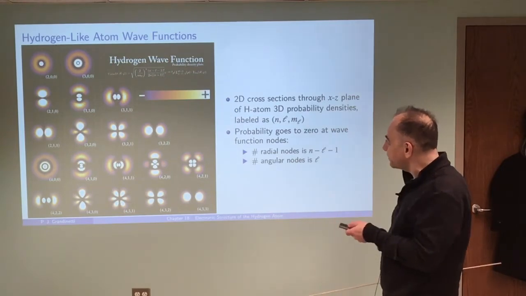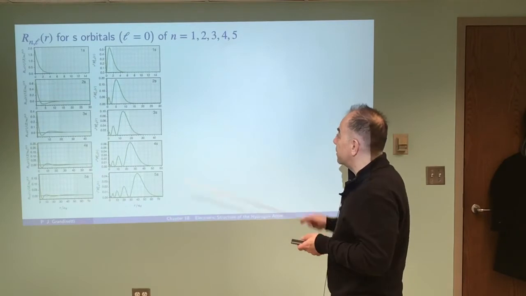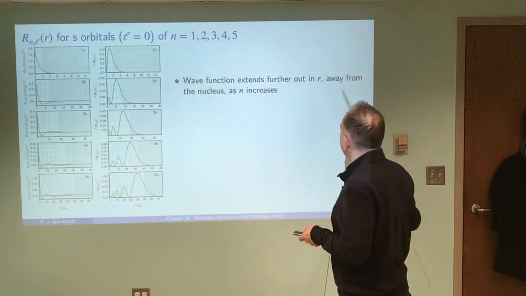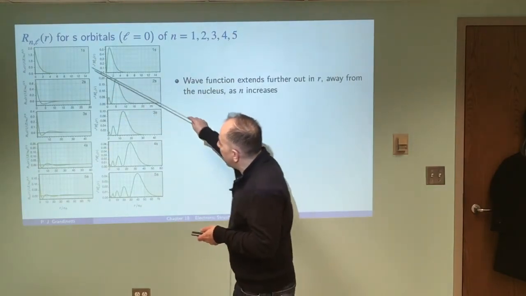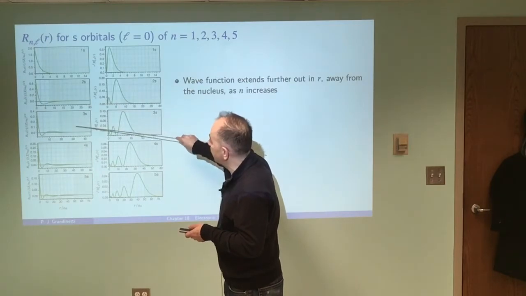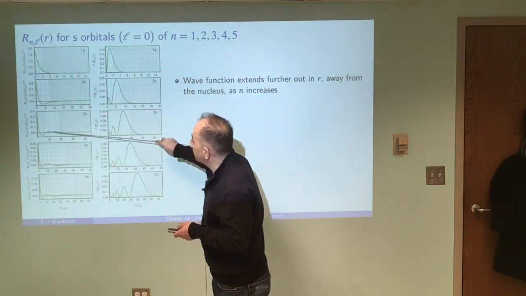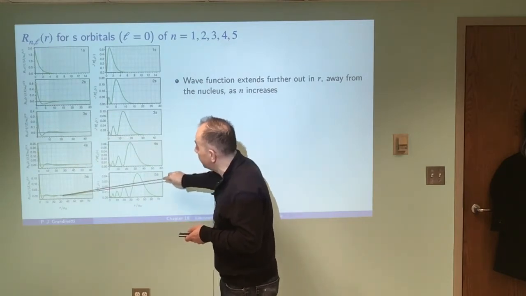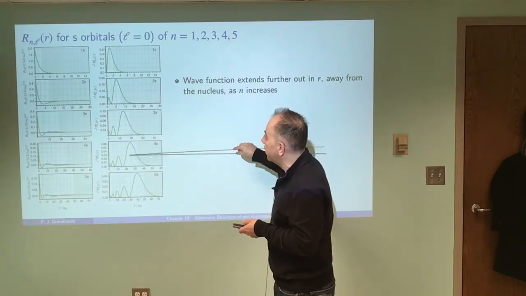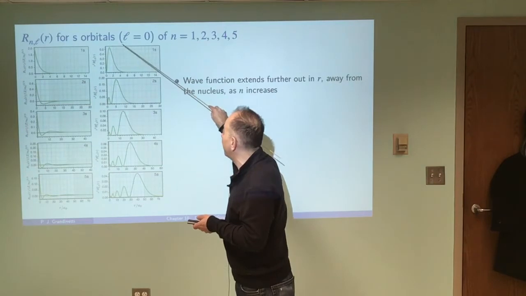If we go to look at the radial part of the distribution function, you can see that the wave function extends further out as we increase the principal quantum number. This is 1s, 2s, 3s, 4s, 5s. You can see this decay goes a little bit further out as you continue to increase the principal quantum number. And here you can see the probability, which is r squared times the radial distribution, the radial wave function squared.